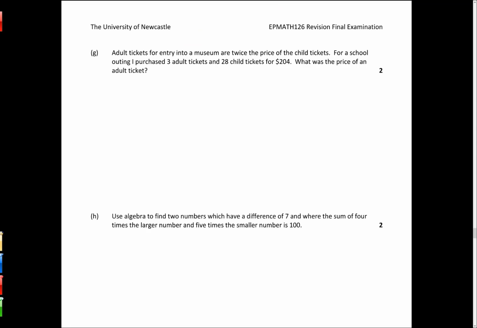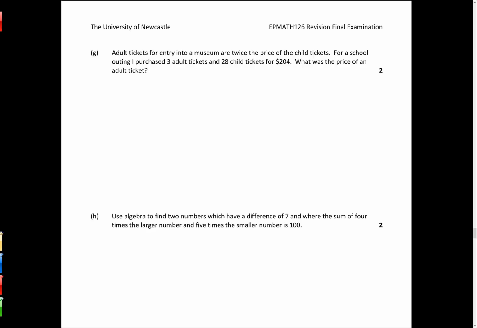Next, okay, we've got a simultaneous equation happening for lots of things. Let's check. Adult tickets for entry to a museum are twice the price of the child tickets. For a school outing, I purchased 3 adult tickets and 28 child tickets for $204. What was the price of an adult ticket?